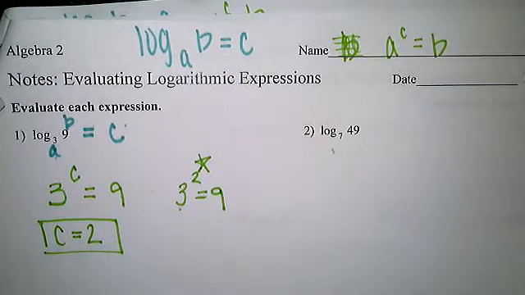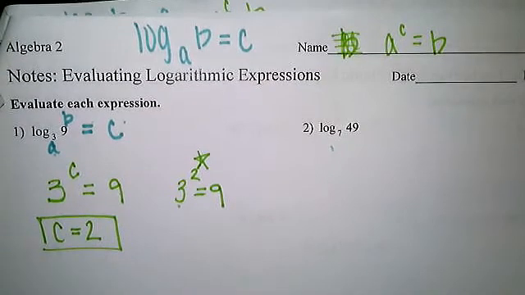So the steps, just to rehash and make sure it makes sense, is to start with something in logarithmic form and label it up, transform it into exponential form, and then solve for C.